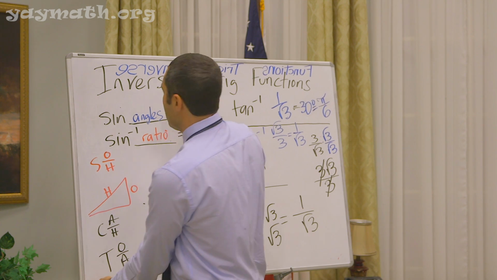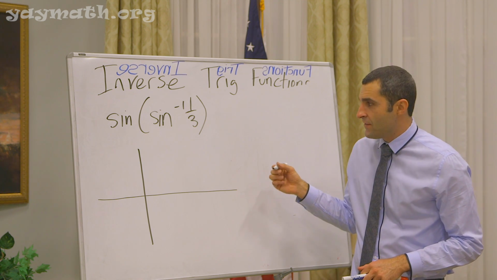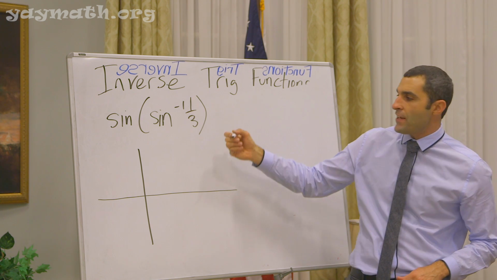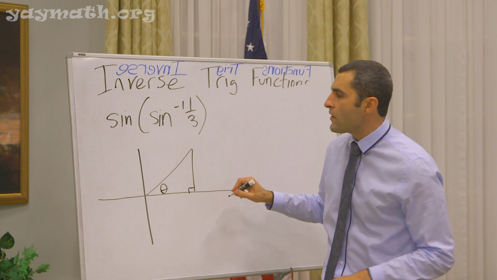Let's do more. Let's talk about the sine of the inverse sine of 1/3. Okay, now, 1/3 is what, an angle or a ratio? Ratio. Let's do the ratio. Here's the angle. We don't know what it is. Where does the 1 go? Where does the 3 go?